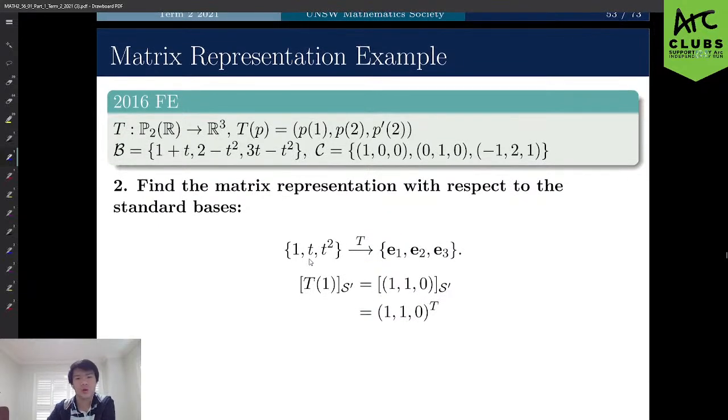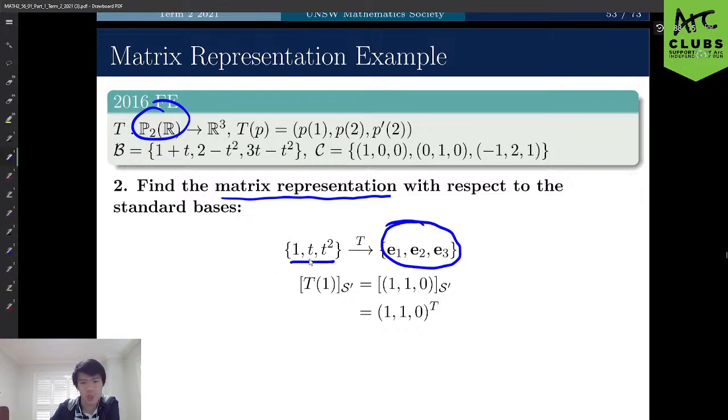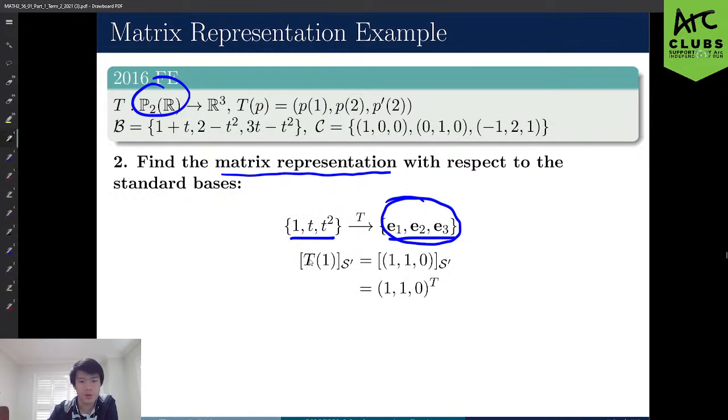Next thing, the step we talked about, just finding the matrix representation with respect to the standard basis. So again, we've gone from the standard basis of P2R to the standard basis of R3. Right, so 1, t, t squared, and then E1, E2, E3. Right, so what do we do? Well, it's exactly the same algorithm. So what we do is we take this basis vector, 1, let's do t of 1. Then we do it with respect to the basis in the codomain, which is S1. And they have over here, that's going to be equal to 1, 1, 0 with respect to S1.